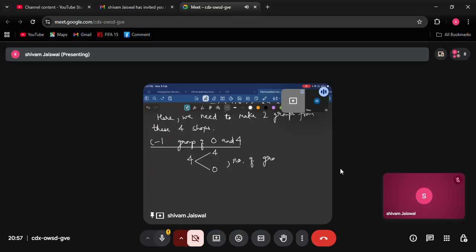You have done number of ways to form groups. Tell me, in how many ways can you form a group of 4 and 0 out of 4? Tell me, Devang, Anandit, Raktim. One way. Tell me, Raktim, in how many ways? One. Are you asking me or telling me? I didn't understand the question.